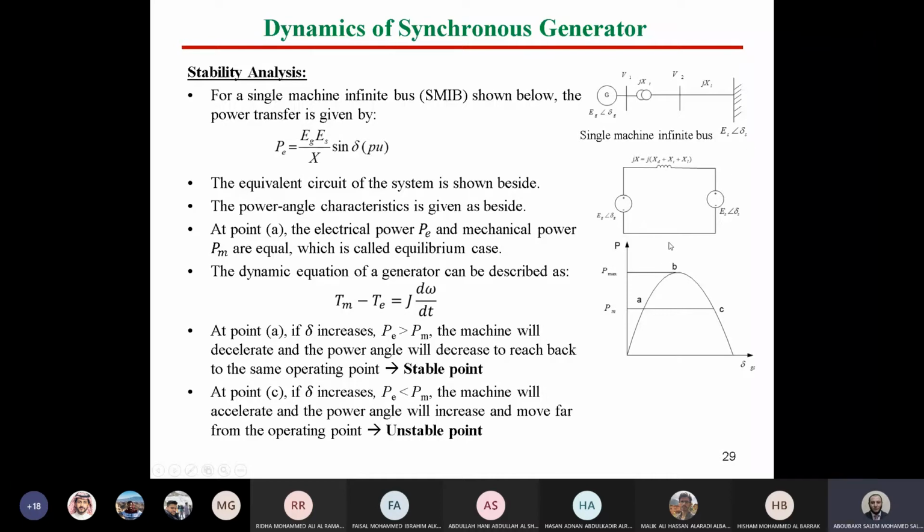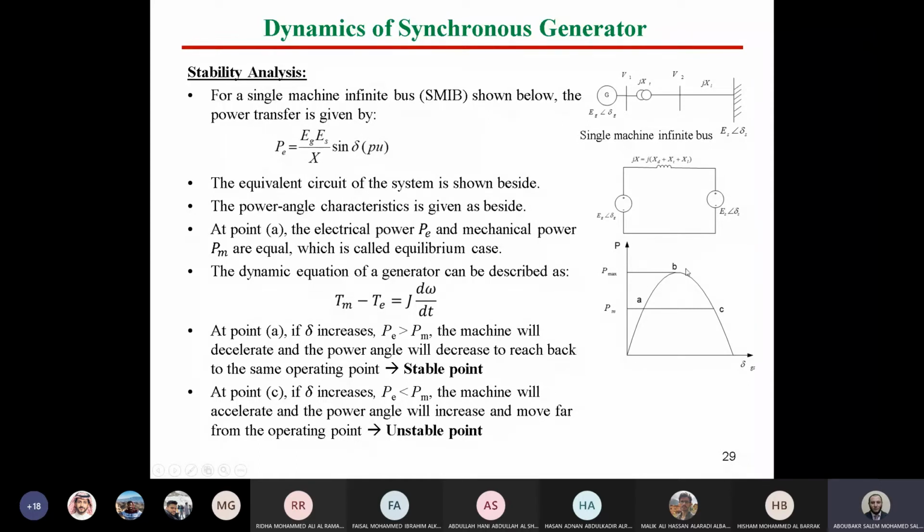Now, if we would like to analyze the stability of this part, we have to refer to the dynamic equation, guys: torque mechanical minus torque electrical equals J d omega by dt. We'll discuss it in detail soon, inshallah, in terms of something called the swing equation. Anyway, now in order to study the stability for the operating curve here, let's see together the characteristic at some points, for instance, at point A.